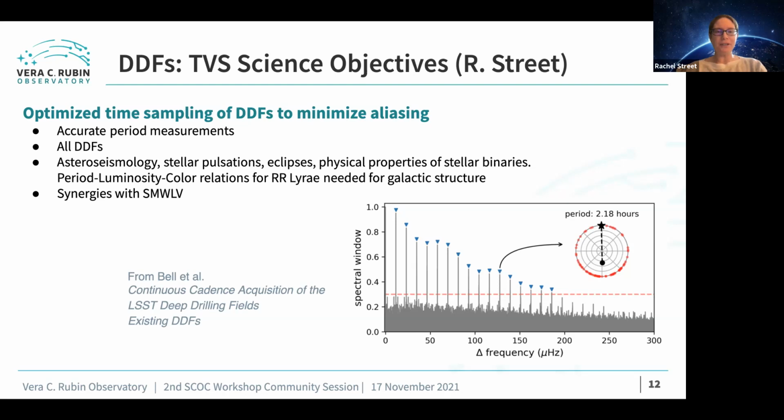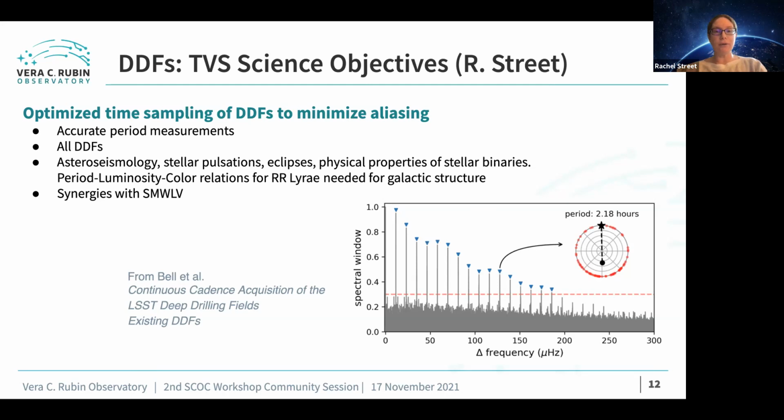So to focus on TVS's particular input then, since our science is inherently time domain, we're understandably concerned that periodic signals can be recovered accurately without aliasing for stars that are within the deep drilling fields. So that will enable a range of science, from understanding stellar pulsation and interiors to getting the physical properties of stars from binaries. Determining the periods of auroral rays as well is important for galactic structure studies.